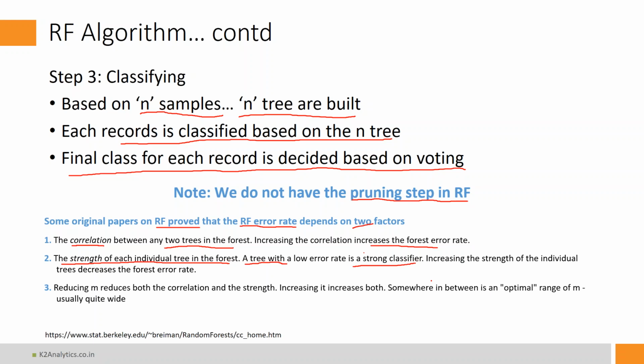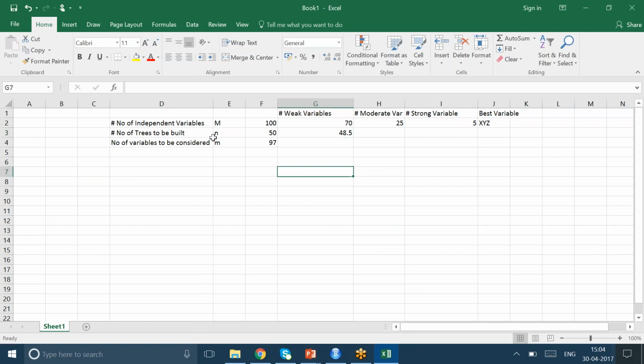Now, when do you get a weak model? Let us understand how you get a weak model. The scenario which I gave was, again I'll reiterate, M is 100, N is 50 trees we are building, and m is 97. Now instead of m being 97, I'll say m is 3. Number of variables to be evaluated is just 3. We know how many weak variables are there: 70. How many moderate variables are there? How many strong variables are there? 5.